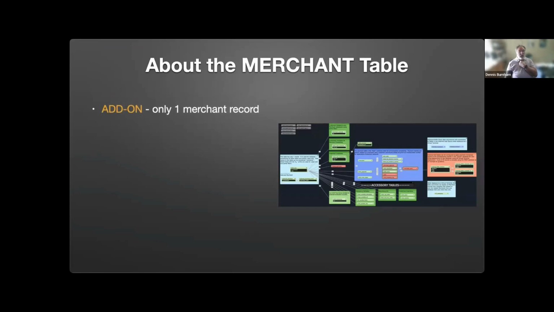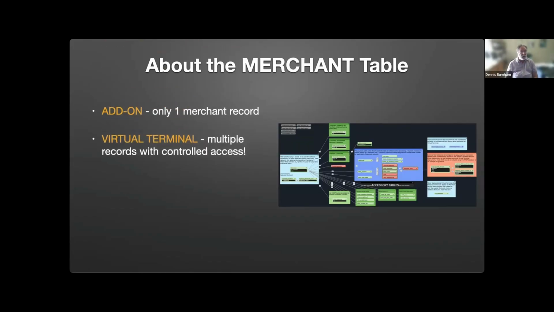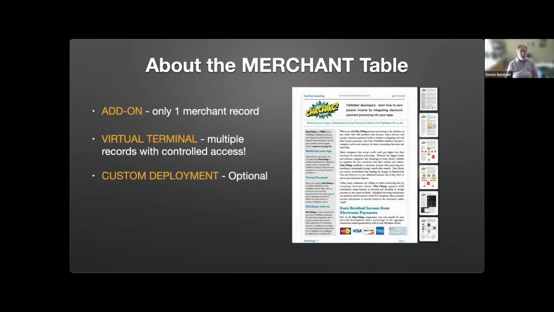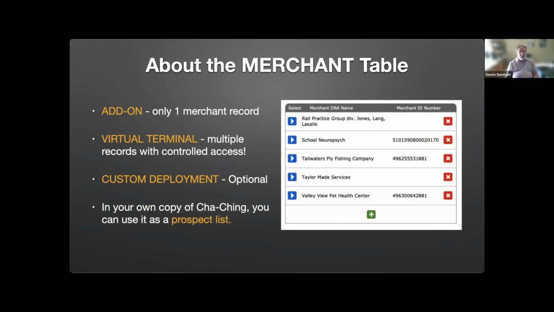The merchant table is a little bit complicated. So what I've tried to do is do a lot of annotation in the relationship graphs to explain what the different fields are all about. In the case of the add-on, as I said before, there's only one merchant record, but in a virtual terminal, you would have as many merchants as you choose to deal with. In the custom deployment, you don't need to worry about either of those. It'll be in your own relationship graph. And then there's a PDF user manual that you can also download.